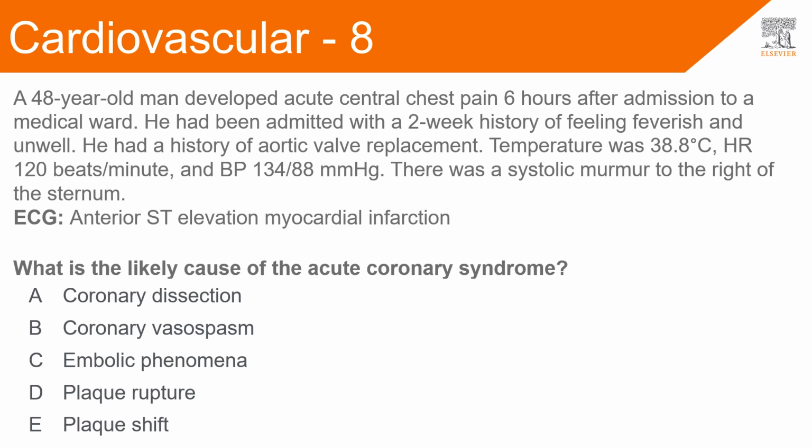What are the possible differentials? Could it be A, coronary dissection, B, coronary vasospasm, C, embolic phenomena, D, plaque rupture, or E, plaque shift? What do you think for this patient, a 48-year-old gentleman with fevers and a murmur to the sternum, with heart rate 120, blood pressure 134/88, and it's been ongoing for 2 weeks? What is your thought? I'll give you a couple of seconds now to compose it.